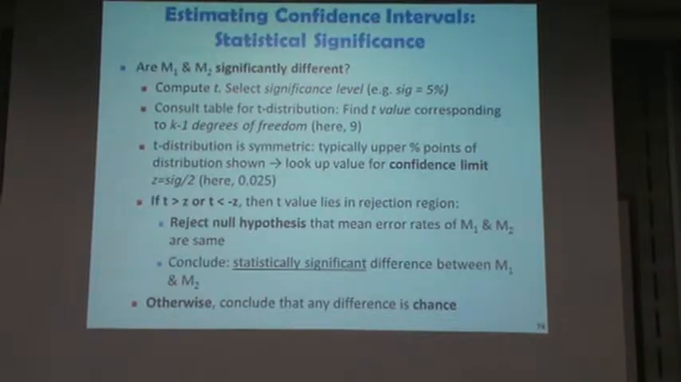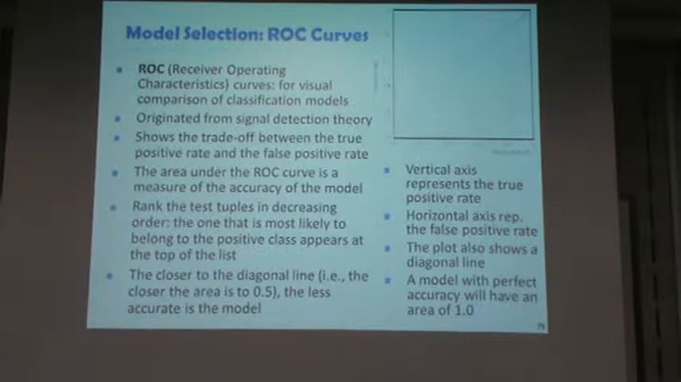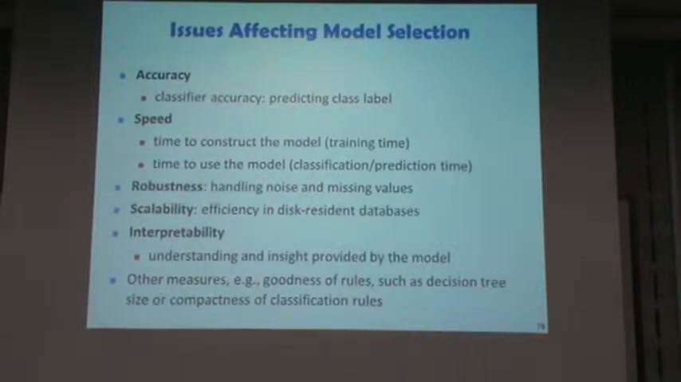I'm going to skip this part. The ROC curve is used a lot in signal processing: when we send the signal, how much of it is correctly received. It is sometimes used for information retrieval systems, but not much in data mining.